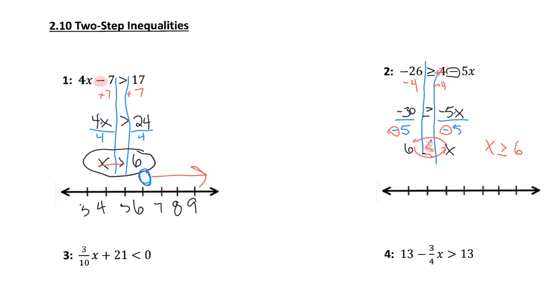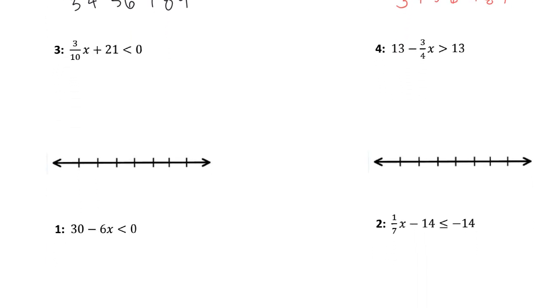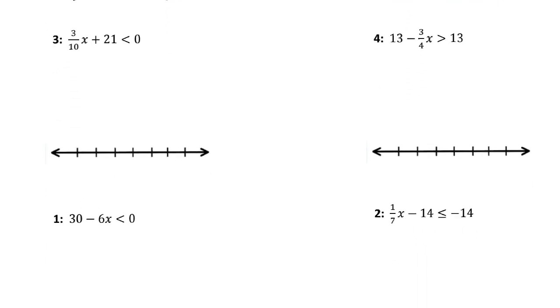Okay. So then we now have to graph it. So work on graphing it. Placing these numbers in here is getting kind of annoying. I know, I'm sorry. So it's a closed circle because it's equal. My arrow tells me it goes to the right. All right, I want you to pause and try 3 and 4.